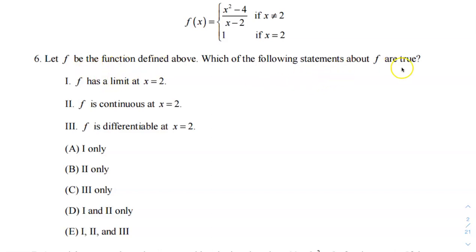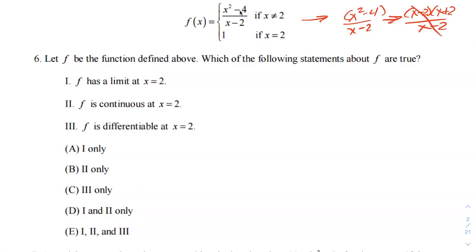Next one. Let f be a function defined above. Which of the following statements about f are true? f has a limit as x equals 2. So limit, remember, only cares about what's happening not at 2, but around 2. So I don't care about this guy, I care about this guy. Does that have a limit? So let's see. If I break that up, x squared minus 4 over x minus 2, I could factor the top: x minus 2 times x plus 2, over x minus 2.